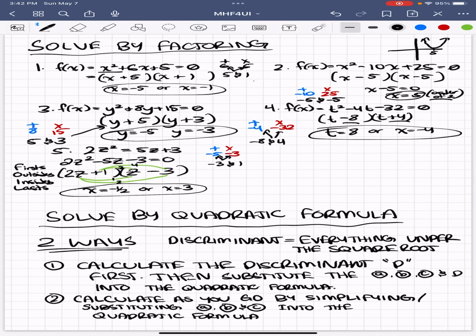And that's solving quadratic equations by factoring. I did my best to try and explain how to factor as well as getting those answers that we need. And I circled them all here. I'll give you a moment to write them down or to catch up, and then we're going to move on to solving by the quadratic formula.